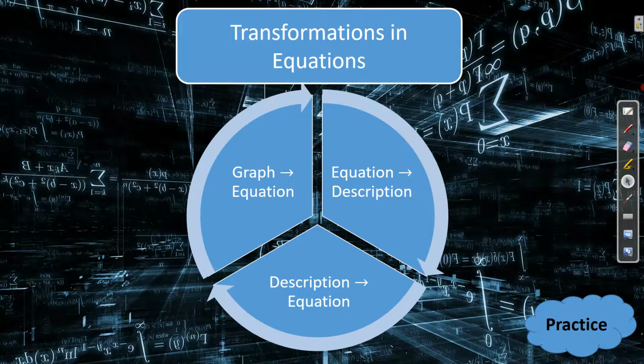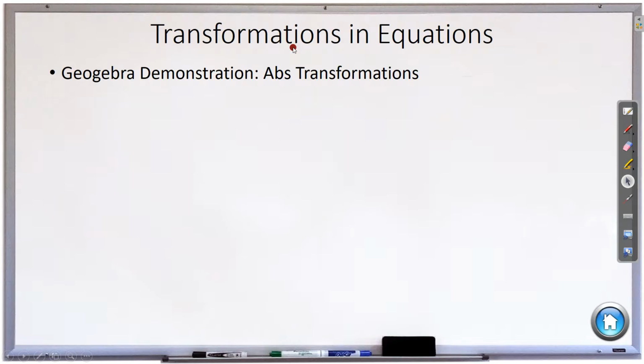We are still looking at transformations, but this time we're going to take a closer look at transformations and equations. So can we write the equation of a certain transformation? There are three ways we look at that: going from a graph to an equation, and can we take an equation and go to a description? And then can we take a description and write the equation from that description? We're going to focus on absolute value equations. So let's take a look at how that works with absolute value equations first.